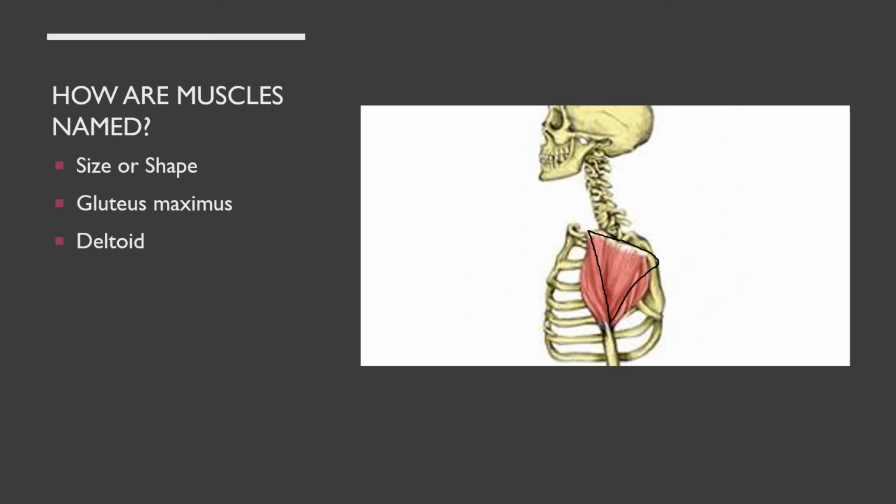Now, when we say size, an example of size would be the gluteus maximus, your big butt muscle. The gluteus is that muscle in the back, and the large one is called maximus because it's the big muscle. You also have a gluteus medius, which is named because it's the one that's more medial, or more towards the center of the body. So the deltoid and this term maximus come from size and from shape.